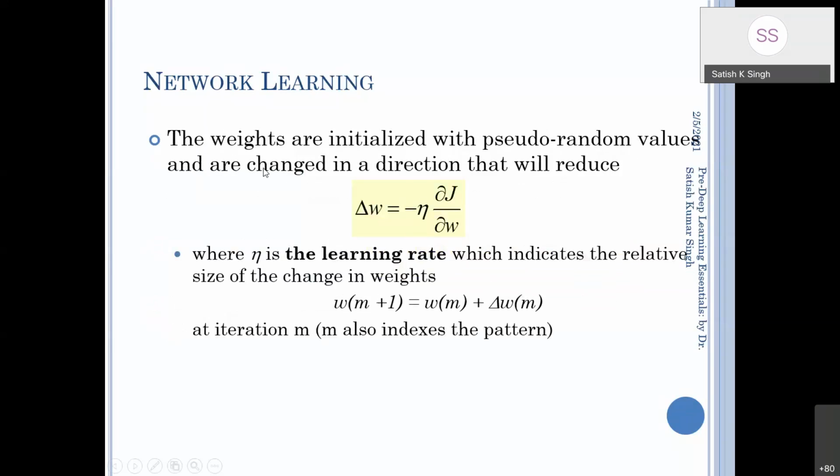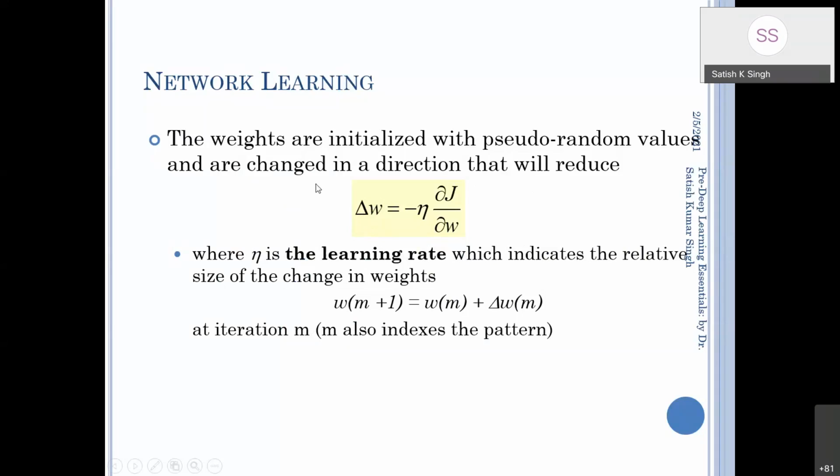The weights are initialized with pseudo-random values and are changed in a direction that will reduce the weight updates. This delta W must be reduced. It means it should be fixed somewhere. That somewhere may be anywhere, but it should be fixed. After certain iterations, this W should not change, and when W does not change, delta W will ideally be 0.